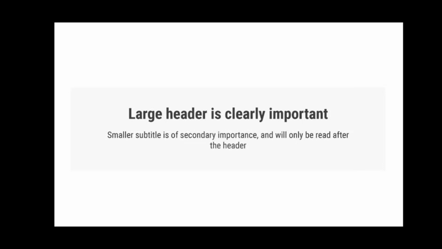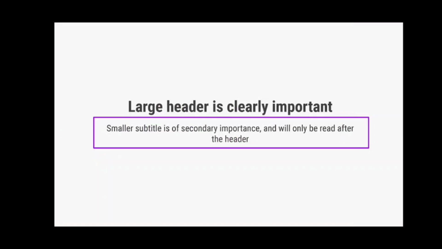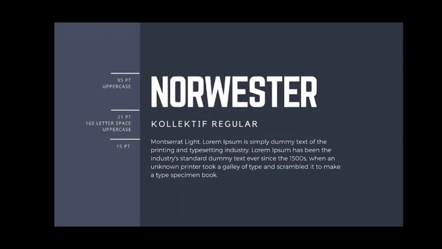So anyway, it's important. Then comes the secondary heading. It's a little less important than the primary heading, so you can keep it underneath. So it's going to be the second thing that the viewer is going to notice. And then accordingly comes the tertiary heading, body text, small caption text. So you can take as examples anything. Whether it's a paragraph or a poster, you will definitely notice that the visual hierarchy is playing an important role in that particular design.